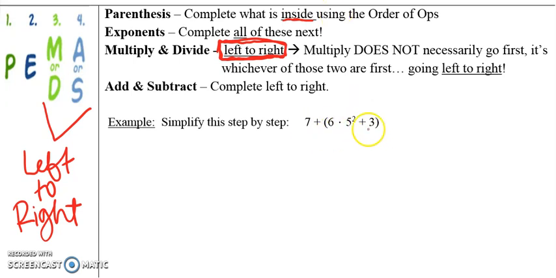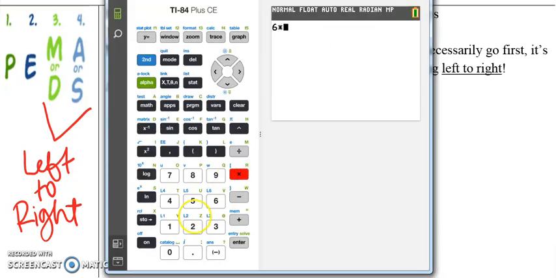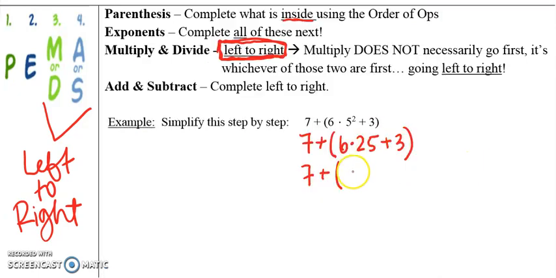So parentheses is first. I go inside the parentheses and I ask myself, is there an exponent? And yes, there's a 5 squared. Now remember, 5 squared is not 5 times 2. If I wanted 5 times 2, I would have said, what's 5 times 2? So it's 5 times 5, which is 25. Now, in my parenthesis, I still say what's next. We have a multiplication and addition. Multiplication comes first. If you need to use a calculator, that's fine. But 6 times 25... let's just do it. Boom. 150.